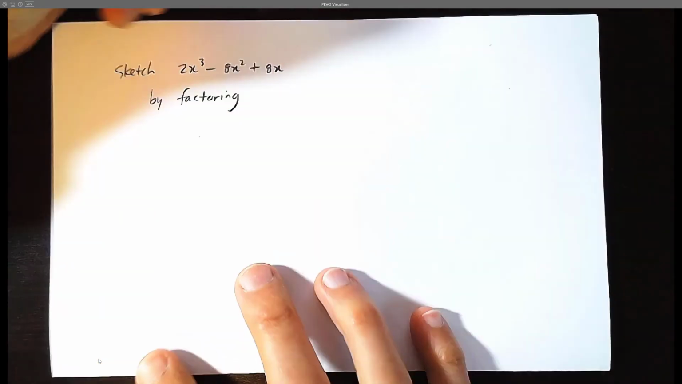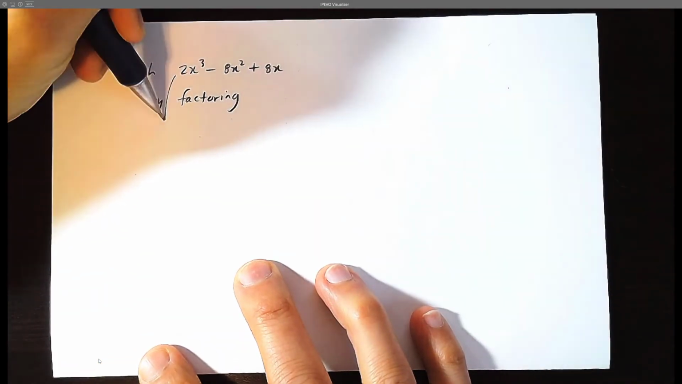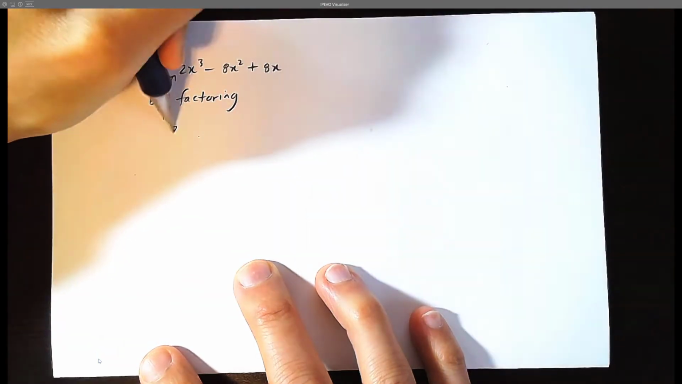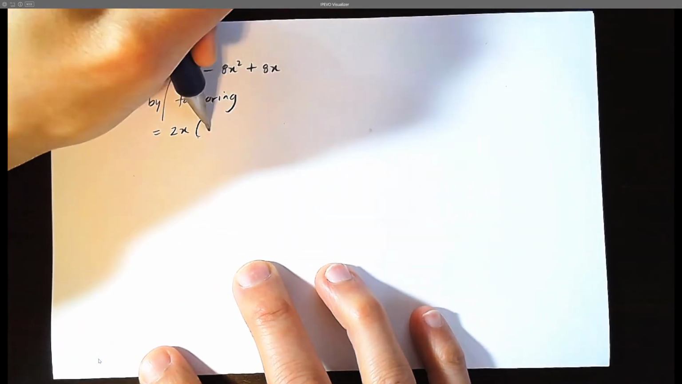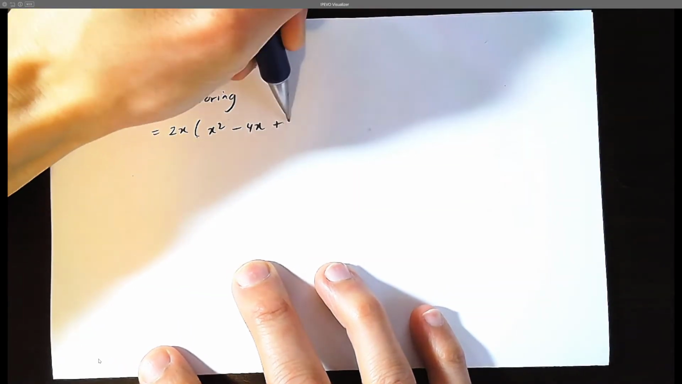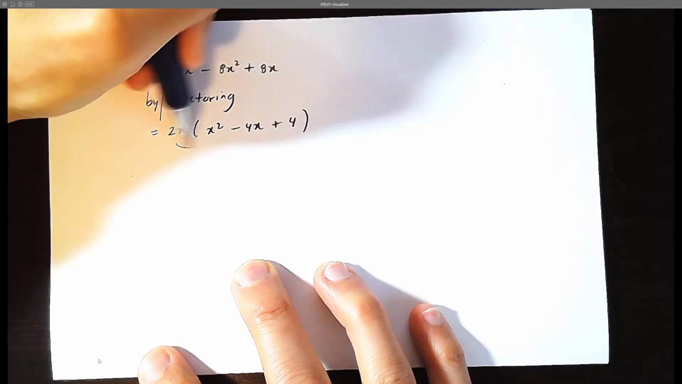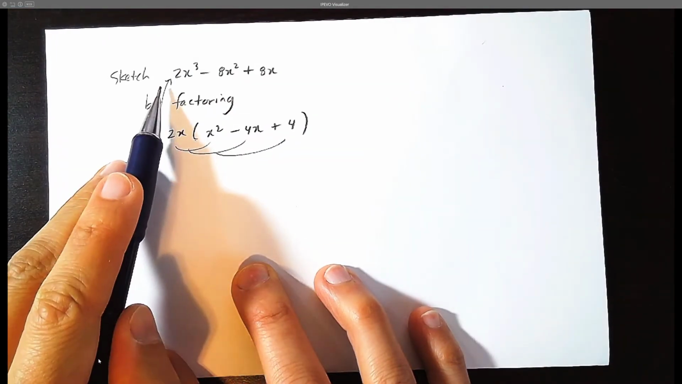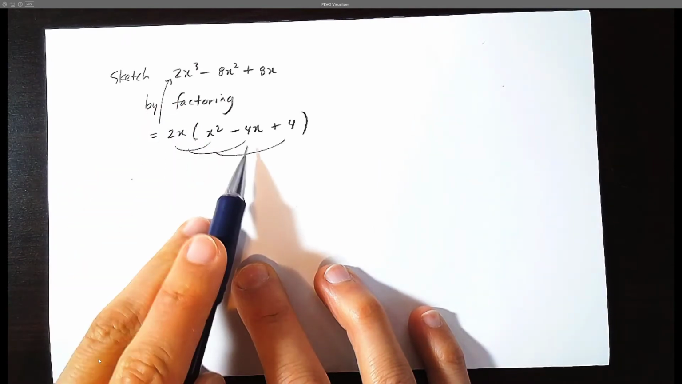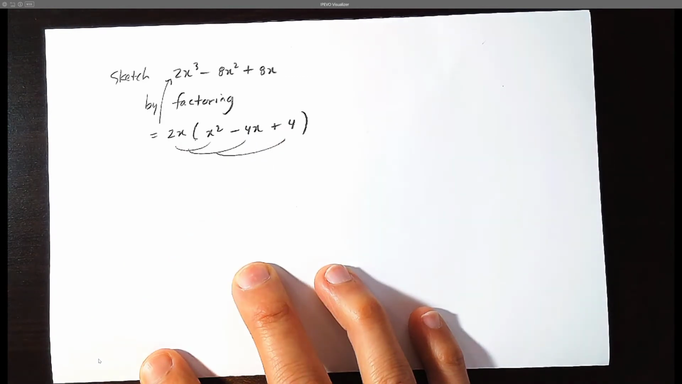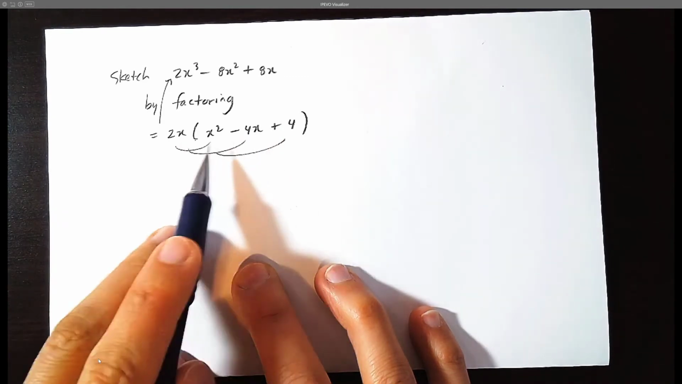Let's sketch this polynomial by factoring. So first we have a nice polynomial function. We're going to factor out the x. In fact, we'll factor out the 2x. So as you can see, if you distribute, 2x times x squared is 2x cubed. This times this is minus 8x squared, and this times this is going to be plus 8x. This is equivalent. Now the question is, can we factor this trinomial?